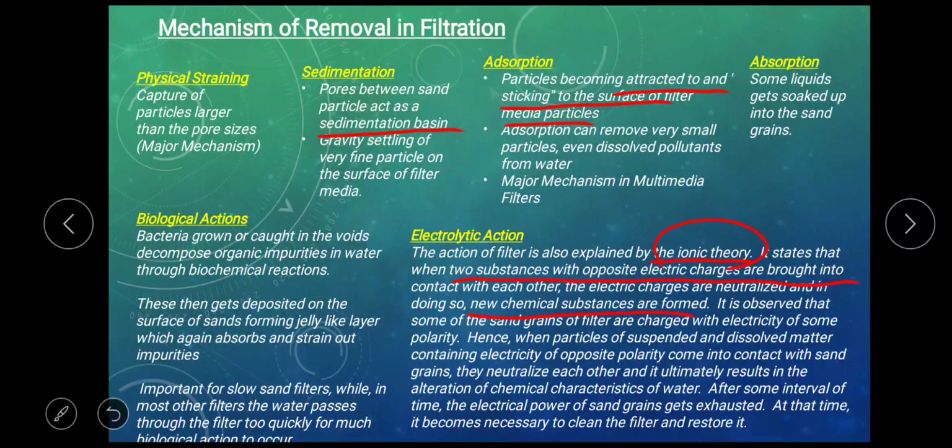So what happens: the sand layer carries a negative charge, the suspended solid carries a positive charge, and they interact with each other, so all the impurities may be removed. With the passage of time, the charge of the sand grain reduces. So we have to clean it and restore the sand again so that ionic action can take place.